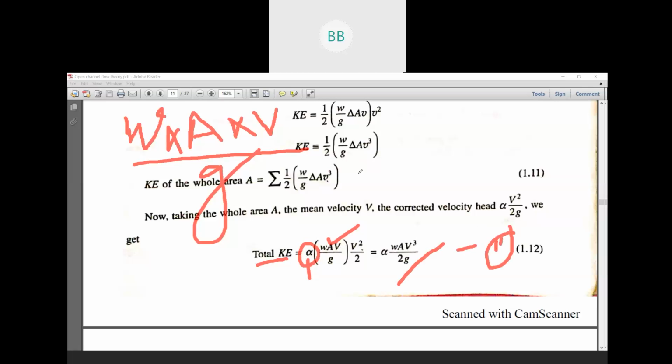And this is your equation number 2. If you consider this, this is equation 1 and this is equation 2.